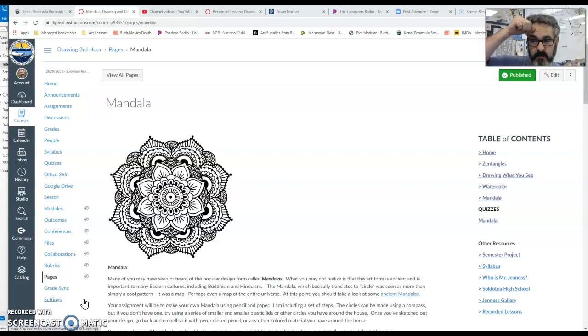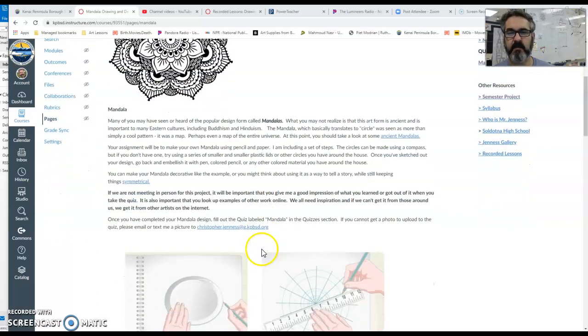And if you're looking at this at another time, this is the week of, let's see, is it the 19th through the 23rd? Yeah, the 19th through the 23rd. So this would be the week we were working on mandalas. And here is your Canvas page in case you have never visited it before.